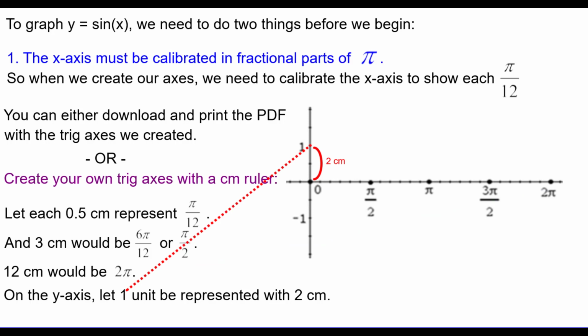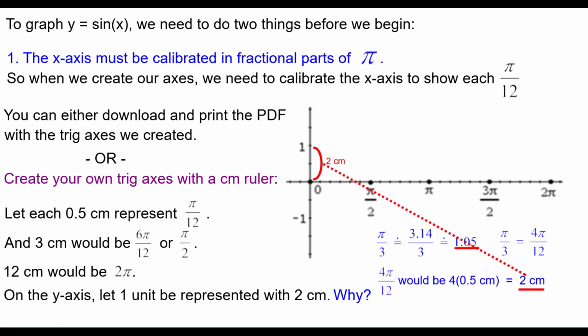On the y-axis, we're going to say let 1 unit be represented with 2 centimeters. And you may wonder why that's the case. Well, pi over 3 is approximately 1. It's a little bit bigger than 1. So pi over 3, which is 4 pi over 12, would be 4 of these, and 4 times a half is 2. So 2 centimeters would be about what 1 unit is. And we're doing that so that the units are proportional or square.